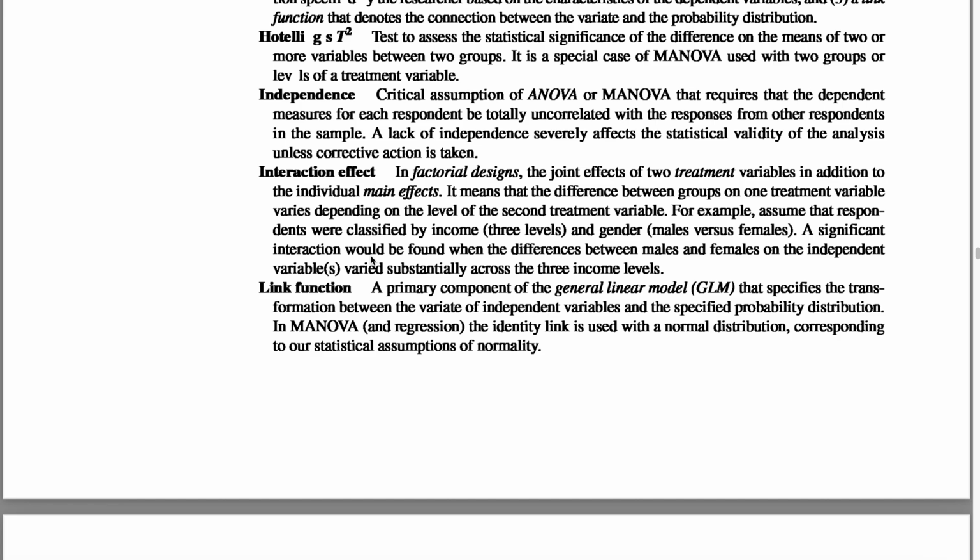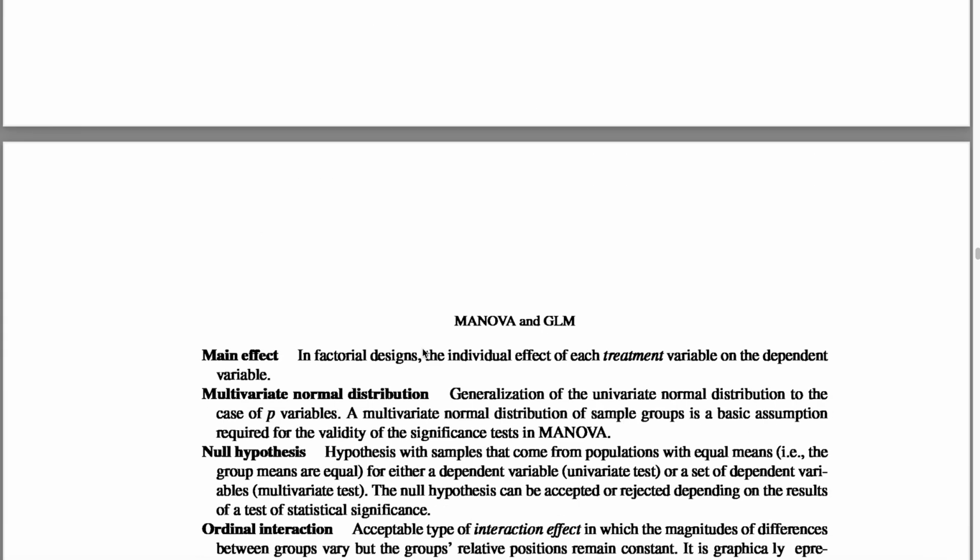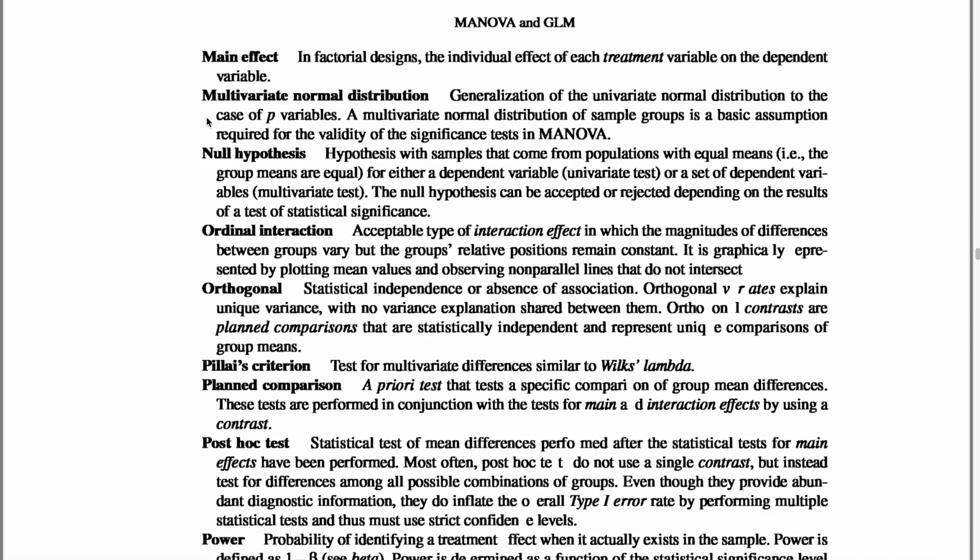The identity link is used with a normal distribution, corresponding to our statistical assumption of normality. Let's talk about main effect. In factorial design, the main effect is the individual effect of each treatment variable on the dependent variable.